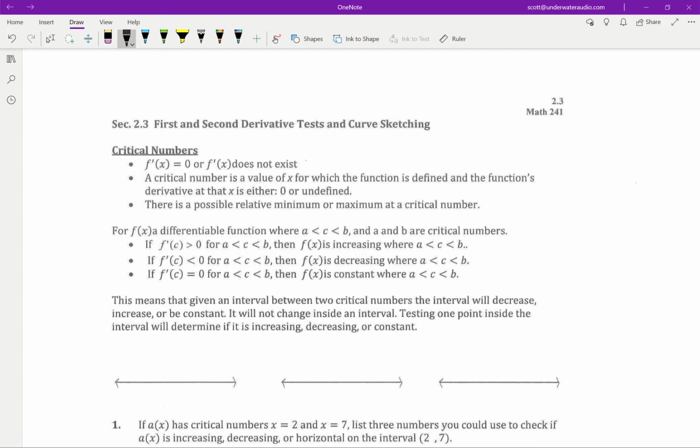This section is kind of about how to take the derivative and use it to figure out what the original function would look like. So to do that, I'm going to start with an original function. I'll just draw something weird here. So I've got a y-axis and an x-axis. And then my function's going to look like that.